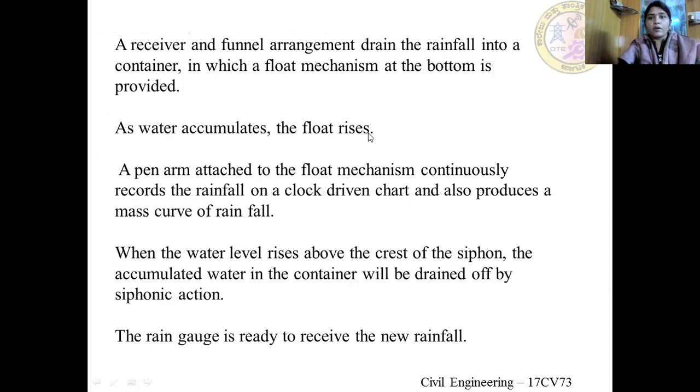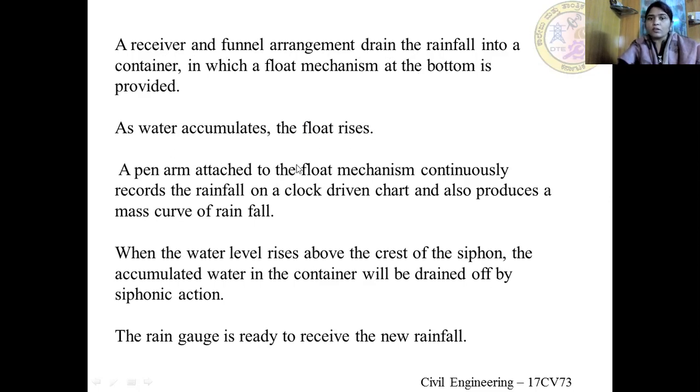So moving on to the siphon type of rain gauge. So how it works, this is a recording type of rain gauge. So it has a receiver and funnel arrangement. The rainfall is collected in that funnel, and again in the receiving chamber it will discharge it, and there is a float mechanism, what we say a float chamber.